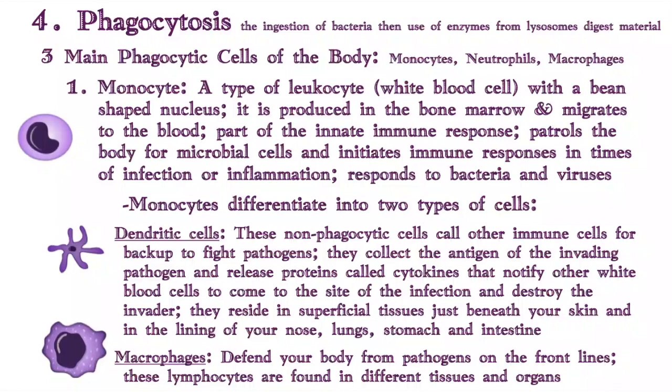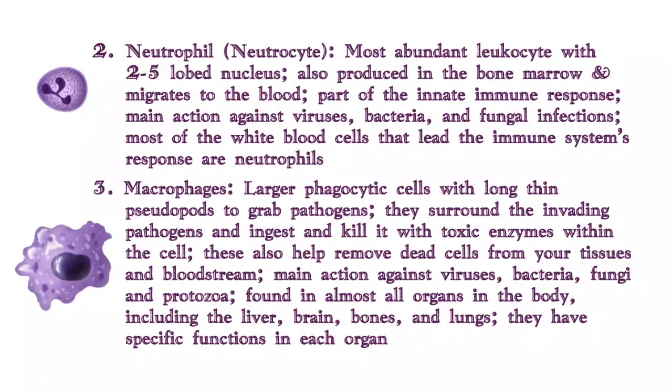So let's talk about the next two, and one of those next two will be macrophages. But let's talk about number two, the neutrophil. As you can see, the neutrophil in the picture has a three-lobed nucleus. Now they can actually have a 2, 3, 4, or even a 5-lobed nucleus. And this is the most abundant leukocyte, white blood cell. And this is produced in the bone marrow and then migrates to the blood. Again, this is part of the inborn immune response. And basically, most of the white blood cells that lead the immune system's response are these neutrophils or neutrocytes.